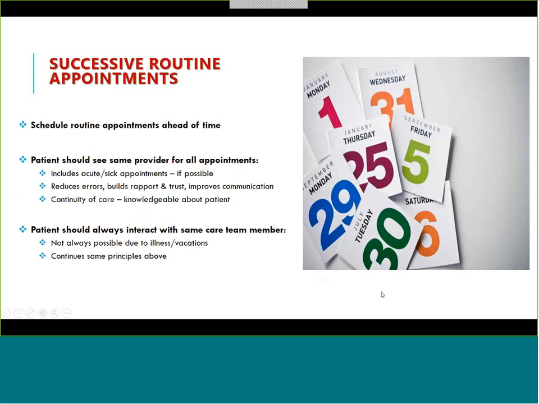It's important to understand, again, a CMS requirement is they want that patient to have successive routine appointments. A lot of people don't quite understand what exactly that means. It just means that the patient needs to be scheduled routinely with the same provider, same care team member, and if you can schedule those appointments ahead of time, you're going to meet those needs.